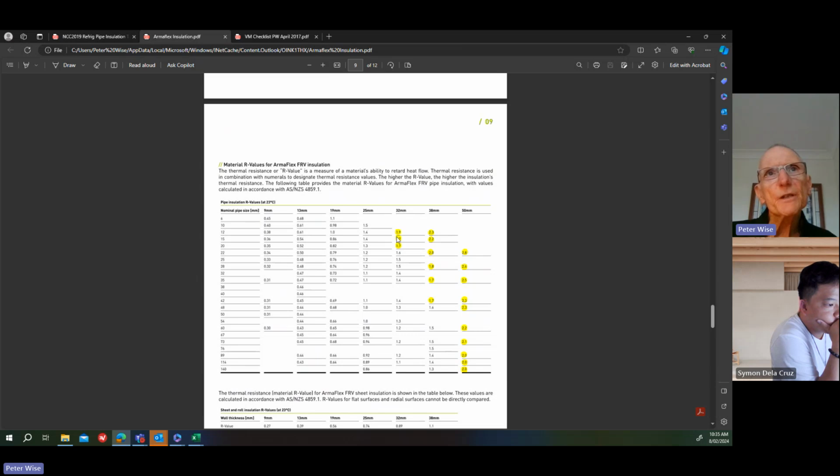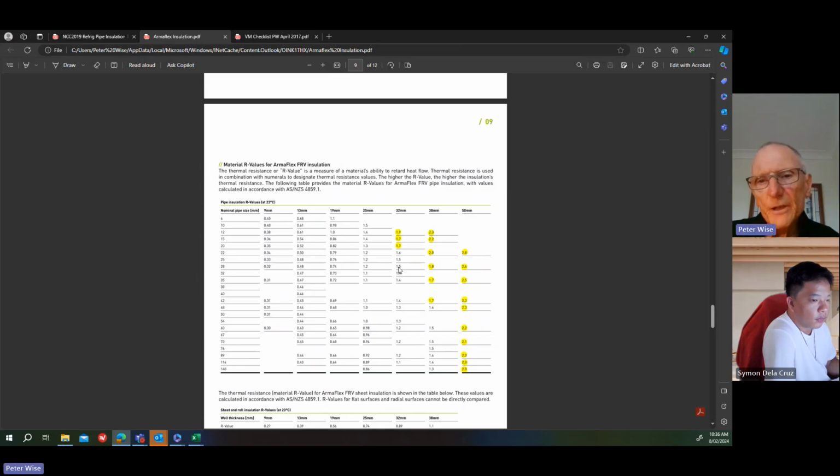The NCC says that for cooling you have to have an R value of 1, but for heating you have to have an R value of 1.7. So this chart, the highlighted numbers comply with that. Are you familiar with the NCC? Yes. Section J.